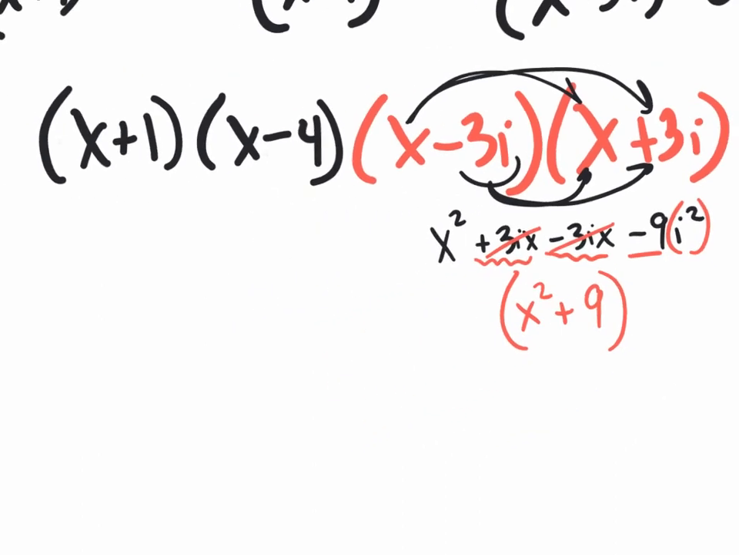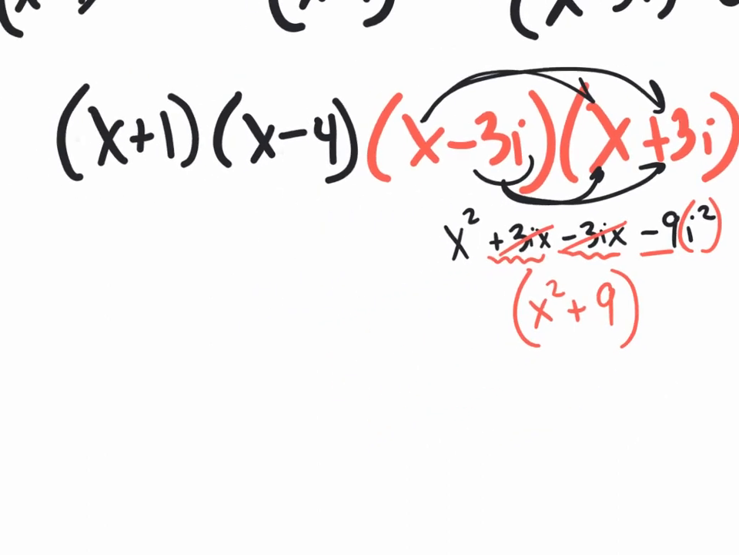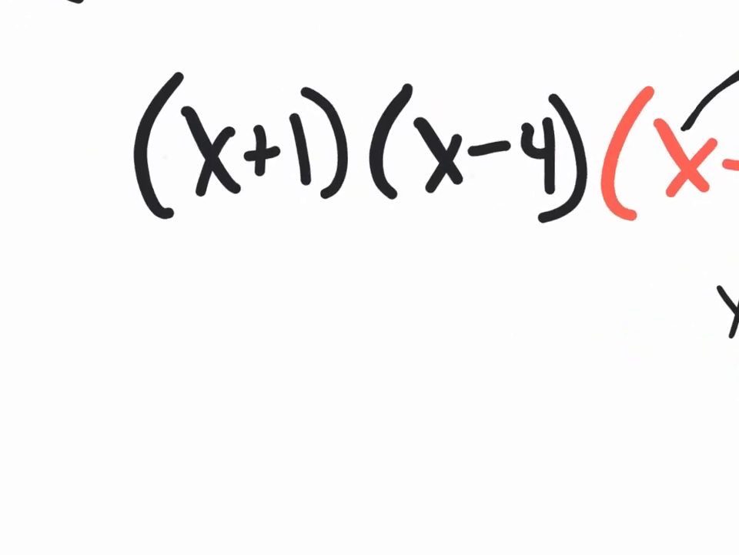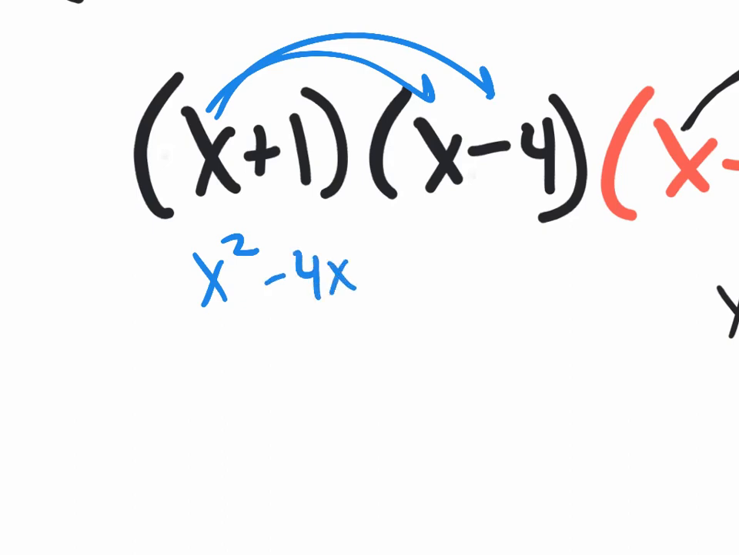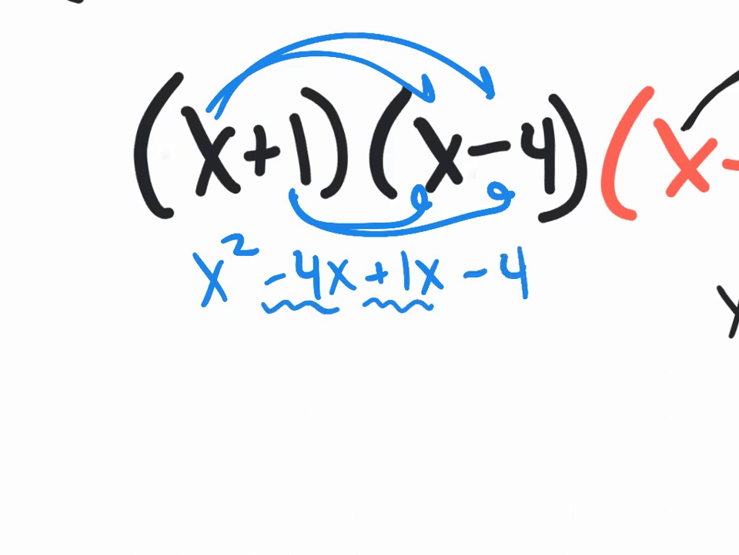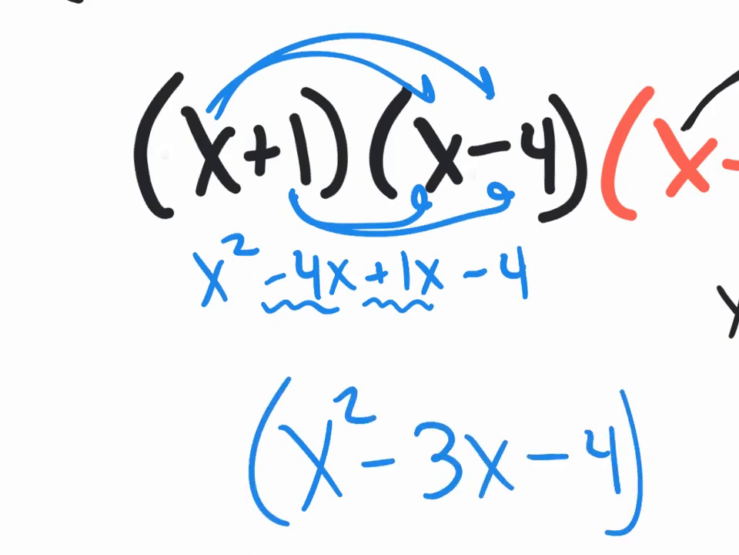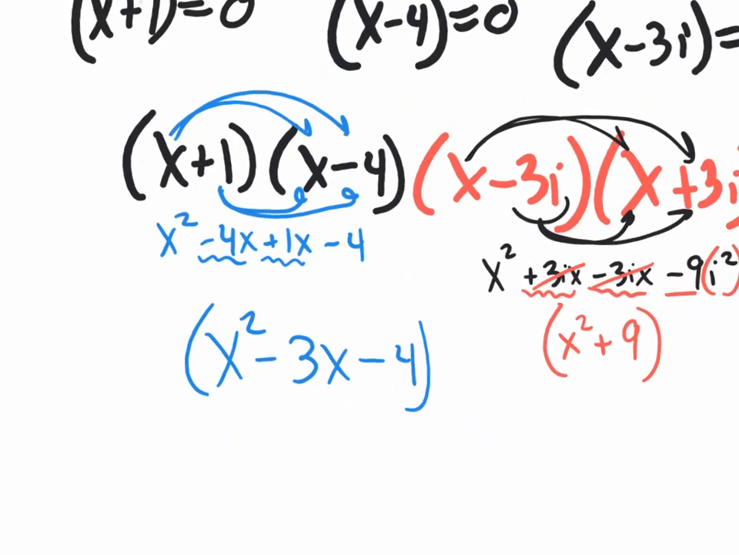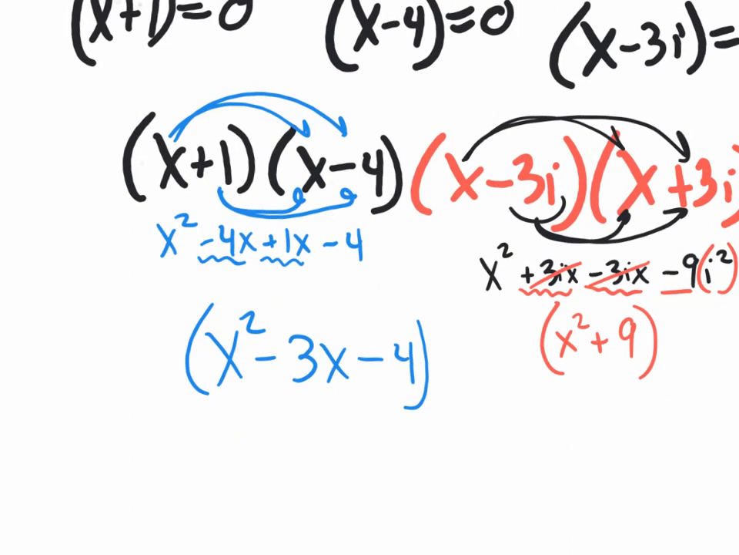And then we're going to do the same for the black binomials over here. We're going to multiply x times x, x squared, x times negative 4, negative 4x, 1 times x, positive 1x, 1 times negative 4, negative 4. Combine the middle terms, they do not cancel out. You're going to end up with x squared minus 3x minus 4. Now that's a trinomial, but we still need to multiply it by that red binomial.